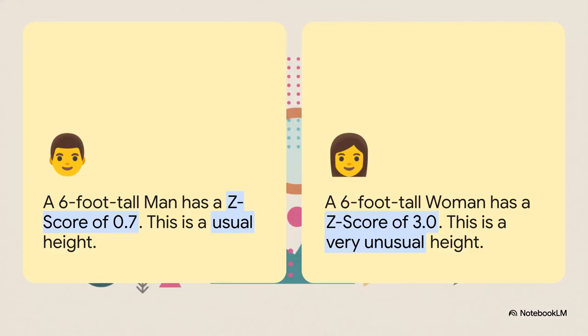Let me show you how powerful this is. Take a 6-foot-tall man. His z-score is only 0.7. Yeah, he's taller than average, but it's a pretty usual height. Now take a 6-foot-tall woman. Her z-score is 3.0. Her height is 3 full standard deviations above the average for women. That is statistically very unusual. Same height, 6 feet, but totally different stories. The z-score gives you the context that the raw number just can't.